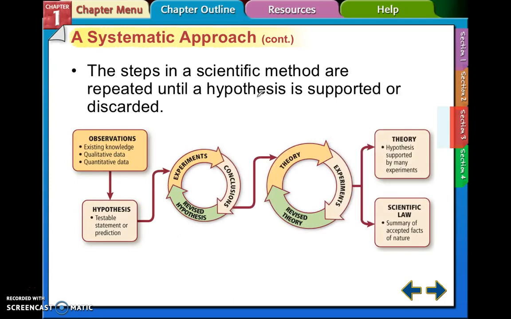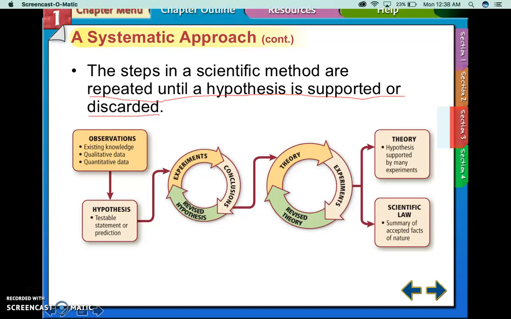All right, these are the steps in the scientific method. They are repeated until a hypothesis is supported or discarded. So I need to say that again. They are repeated until a hypothesis is supported or discarded. Discarded simply just means trashed. So a hypothesis, which we'll give a definition for in a moment, is either supported or thrown out. So a scientific approach to answering a question is not right or wrong. It is either supported or discarded.